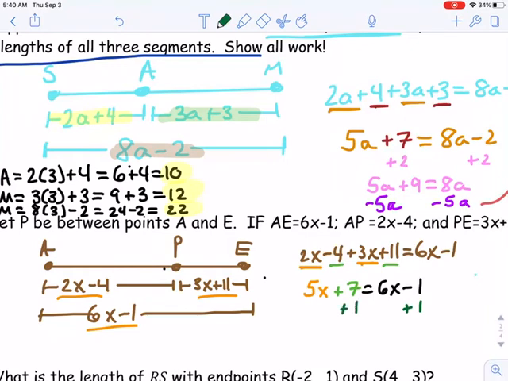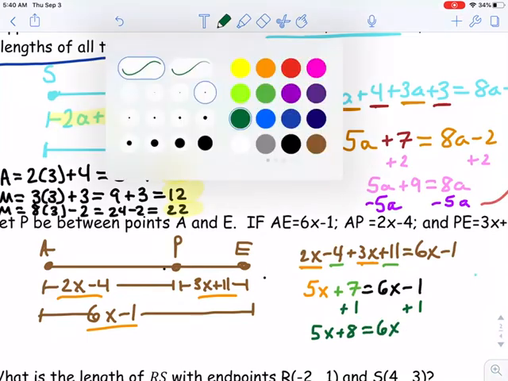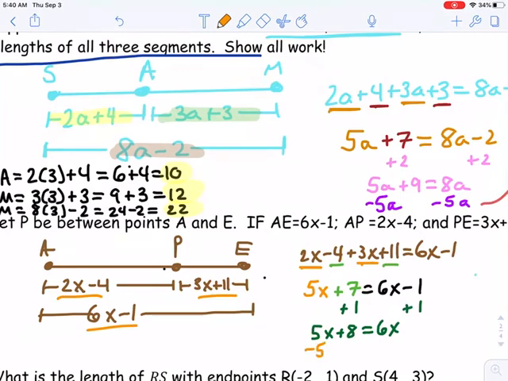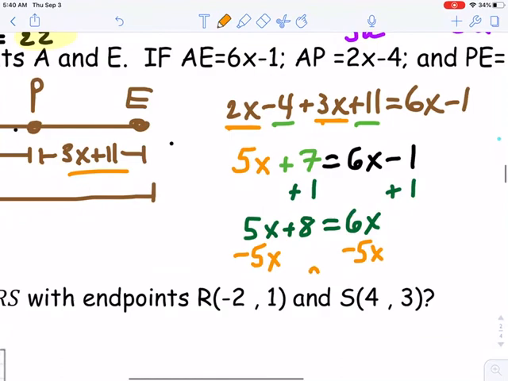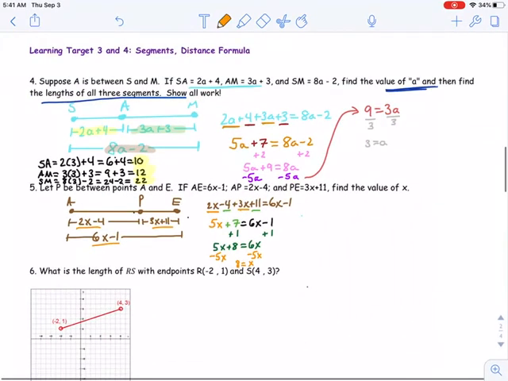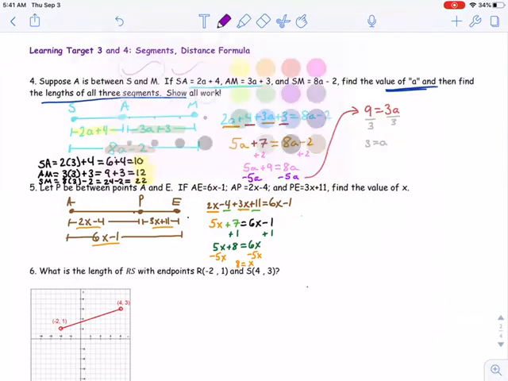I'm going to add 1 to both sides. How did you undo that minus 1? You add 1, so I get 5x plus 8 equals 6x. Subtract 5x from both sides, and then amazingly, x was 8 all along. We had no clue. Read the question, find the value of x. We did, so smiley face. Yay.